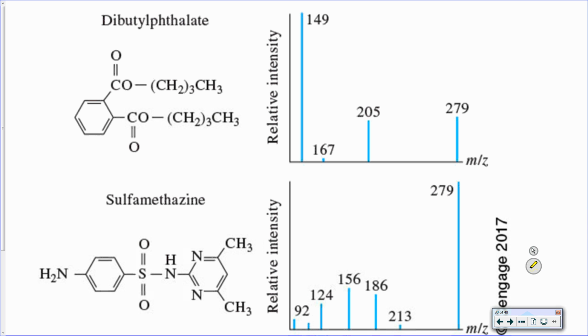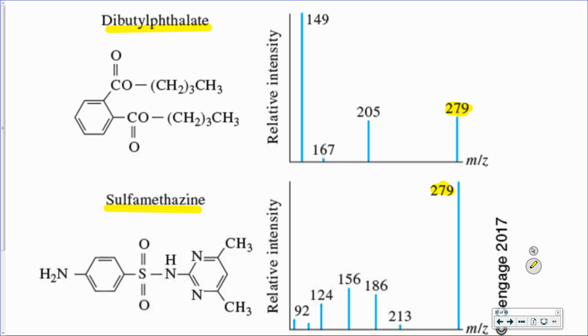Here's an example of MSMS. These are two peaks that would be found in environmental samples. Dibutyl phthalate is a common compound that we're concerned about in plasticizers, getting in the water system. It's not good for us. This is a pesticide that's used commonly on crops. So both of them have a mass of 279.